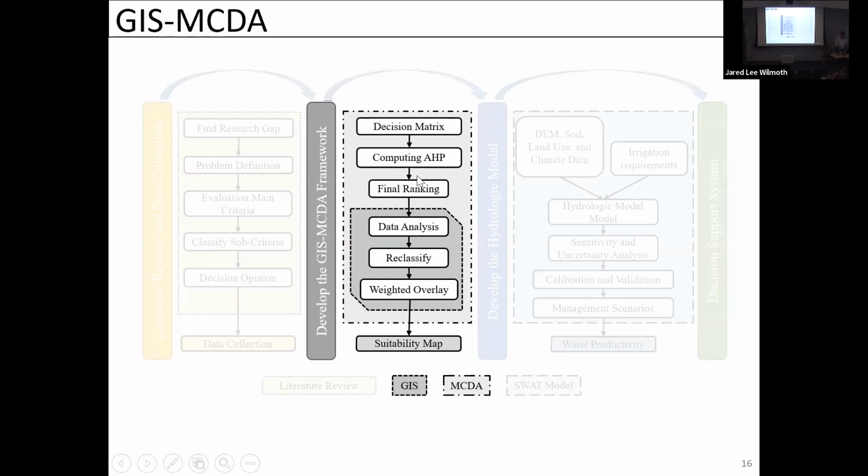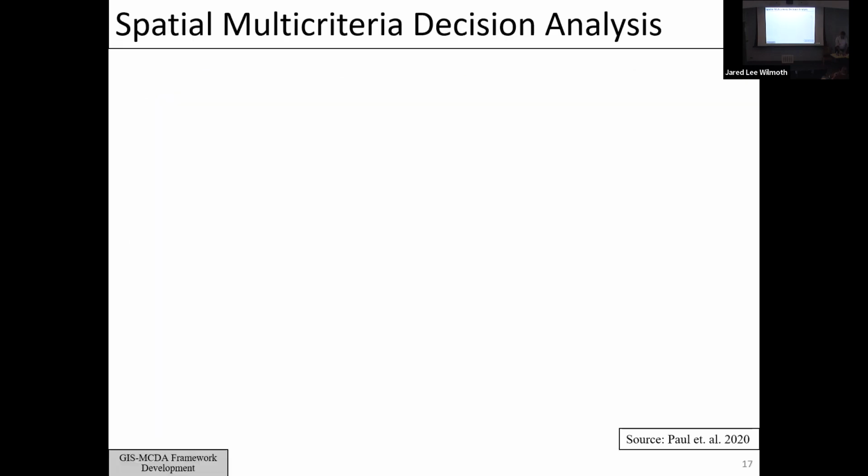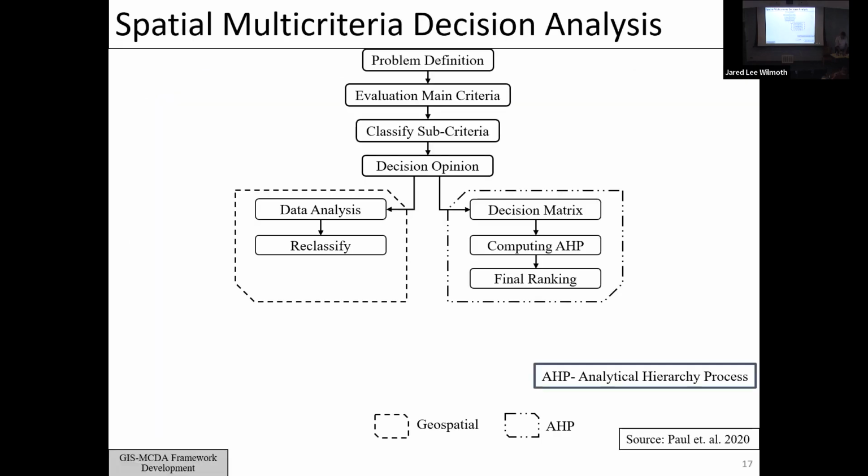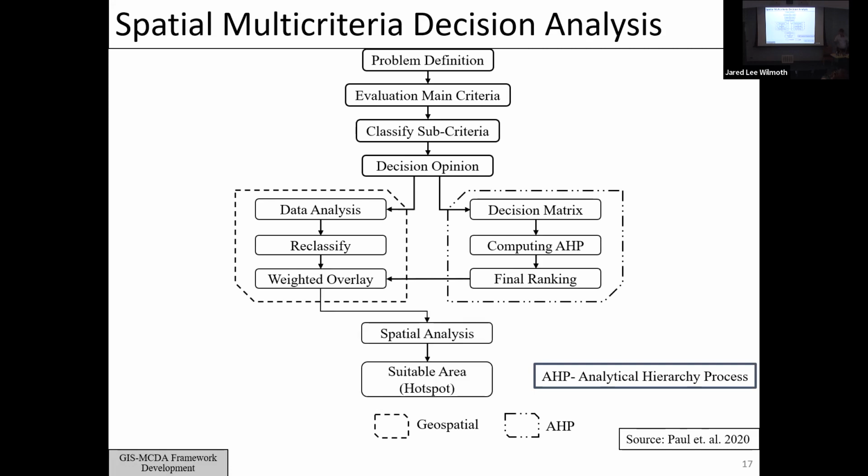First, let's talk about the GIS MCDA framework that we developed. In our framework, we looked into different decision criteria and then used an analytical hierarchy process in order to spatially analyze our study area based on those different decision criteria, then combining those spatial multi-criteria decision analyses in order to identify the hotspots that are most suitable for agricultural water reuse. The first case study I'm going to talk about is the case study of California.